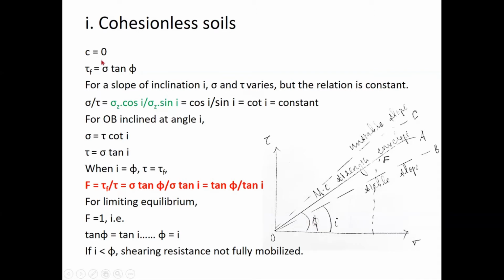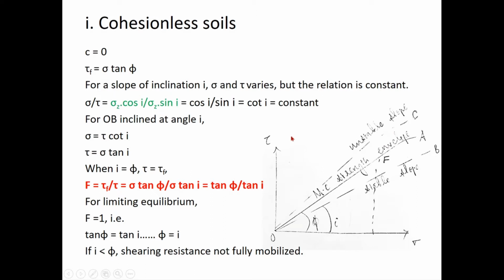All right, so C is equal to 0 in this case, and tau F is nothing but sigma tan phi, isn't it? My tau at failure is a function of sigma and this phi. So it's basically the equation of this line, tau is equal to sigma tan phi. That is my shear strength of the soil. The basic shear strength equation is tau F is equal to C plus sigma tan phi. So C is 0 here, and my equation is tau F equal to sigma tan phi, which is represented by this line, the Mohr-Coulomb strength envelope OA.